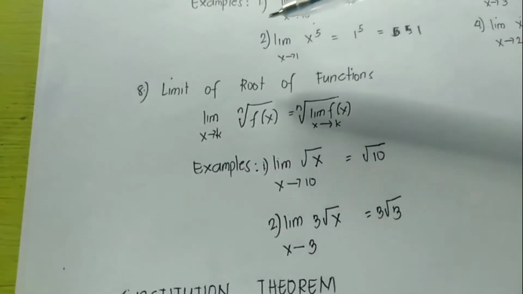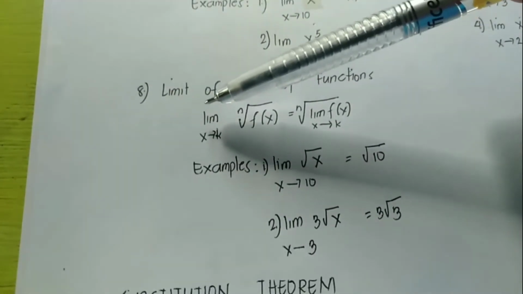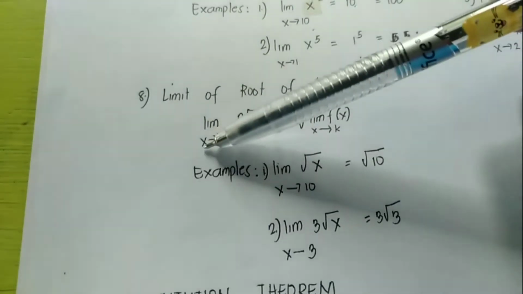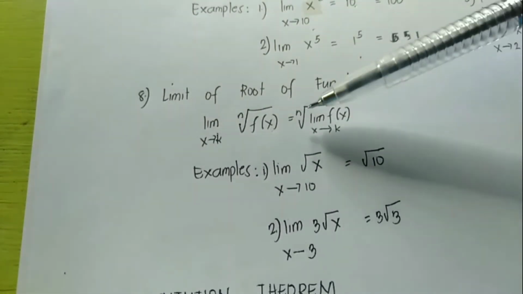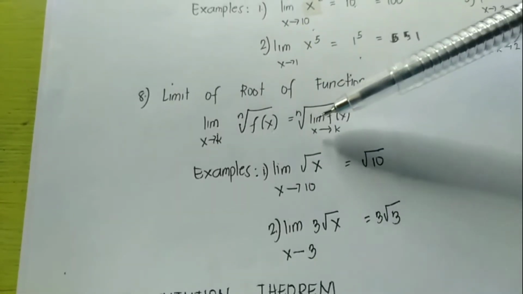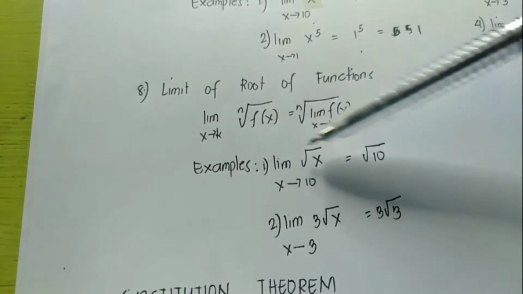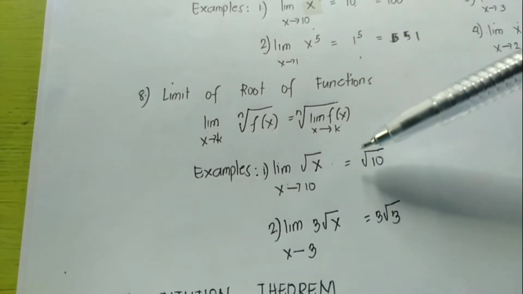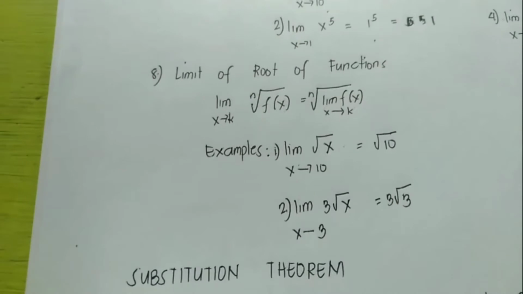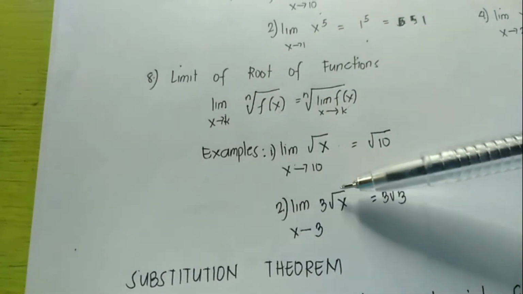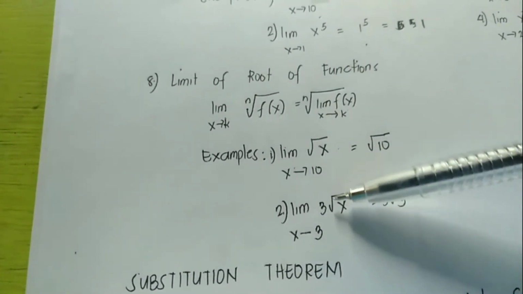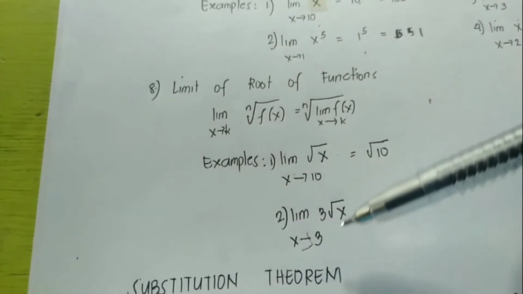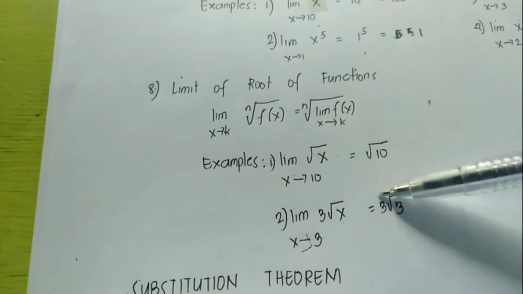Then limit of the root of a function, where the limit of the nth root of f of x with x approaches k is equal to the nth root of the limit of f of x with x approaches k. So for example, limit of square root of x. Substitute the value of x here, so square root of 10. Then limit of 3 times square root of x where x approaches 3. Then 3 is square root of 3.